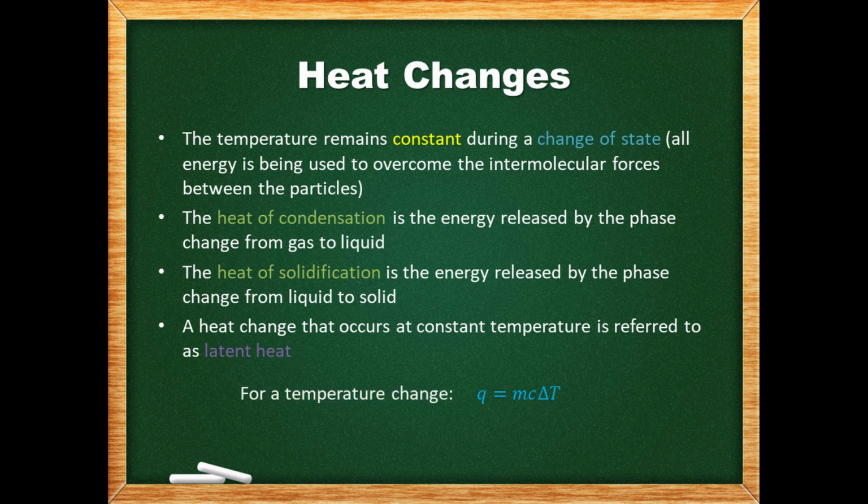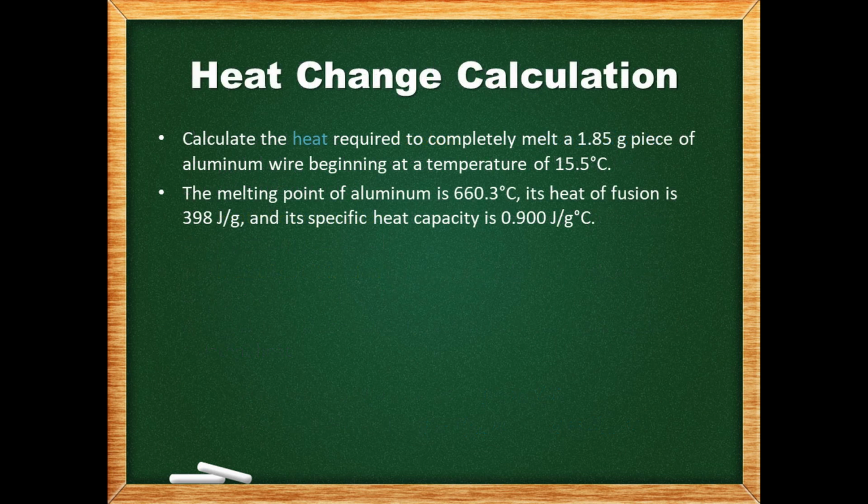We can calculate the amount of heat absorbed or released during a cooling or heating process using the specific heat capacity, the mass, and the temperature change. For a state change, only the mass and the heat of fusion or vaporization need be considered as there is no temperature change. Here we are asked to calculate the heat required to completely melt a 1.85 gram piece of aluminum wire beginning at a temperature of 15.5 degrees Celsius. The melting point of aluminum, its heat of fusion, and its specific heat capacity are all given to us.